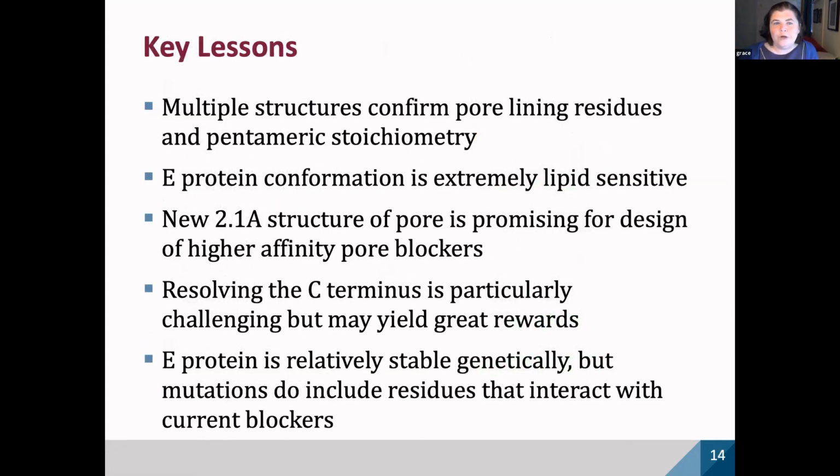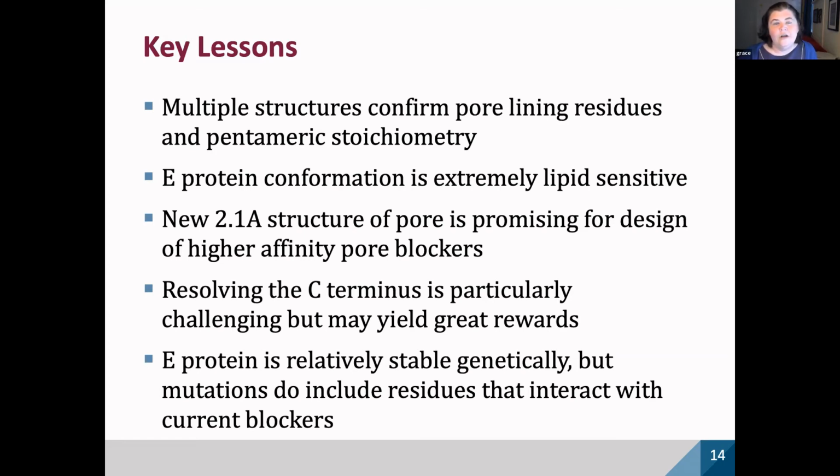From what little structural information we have so far, each piece is more valuable. So we have multiple structures now that confirm the pore lining residues and that it's a pentamer, that we have pentameric stoichiometry. The E protein conformation and function is extremely lipid sensitive, but this is part of why more structures are not available. A common approach for getting NMR of membrane proteins, especially really small membrane proteins, is design of lipid bicelles.